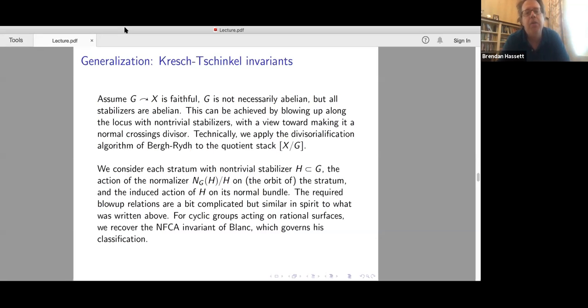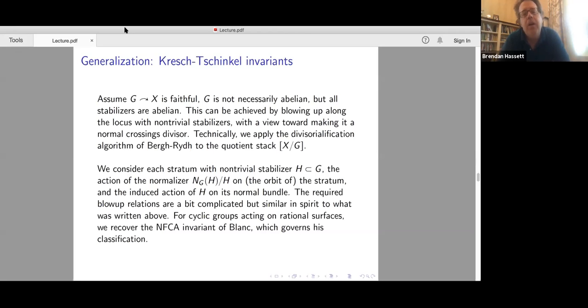But the technically sophisticated way of putting this is that you use a divisorialification algorithm of Bergh and Reid and apply this to the quotient stack. So this is a more highbrow way of saying, blow things up if you have stabilizers that are non-abelian. And there's a general technical formalism that allows you to do this.